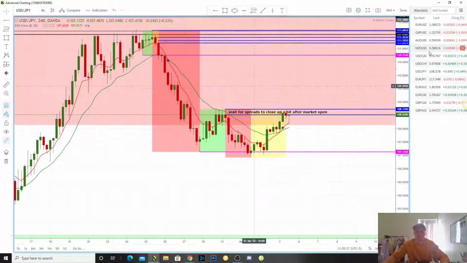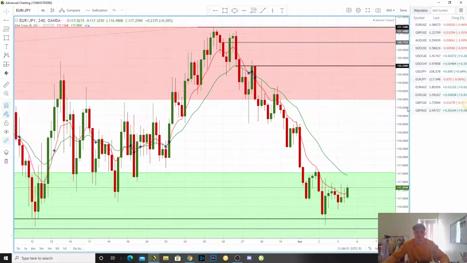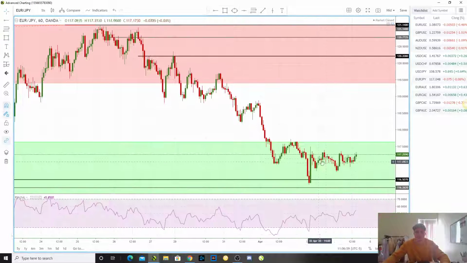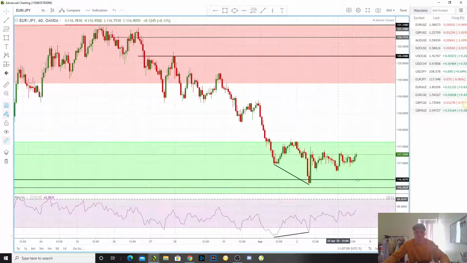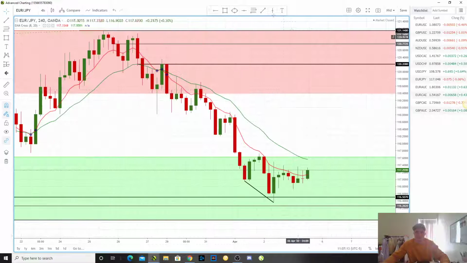All right. Going to the euro yen. There we go. See, now we're in the daily. Let's check this out. So yep, here's our divergence. So that's a good sign. It's about time to be ready to be buying. Once this cross happens, then we want to definitely be buyers.